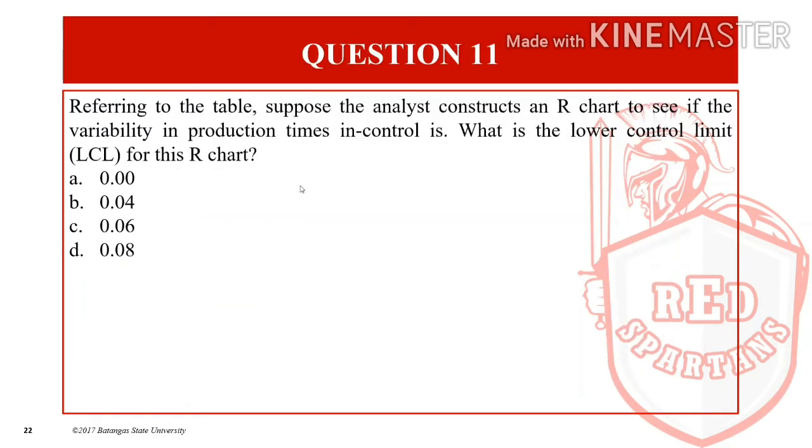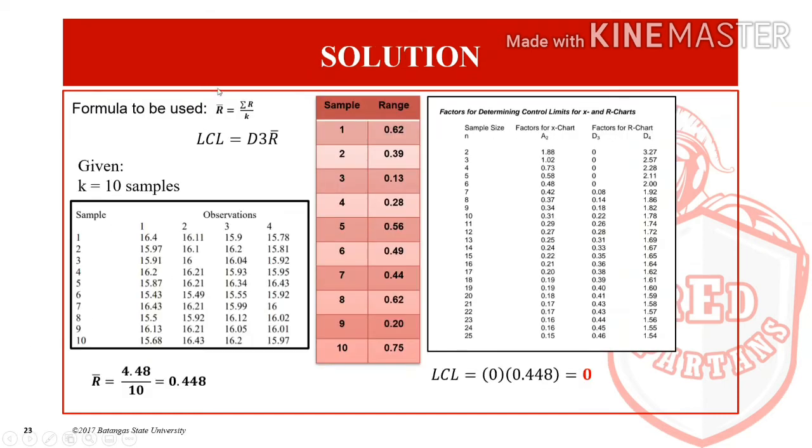So, for question number 11, referring to the table, suppose the analyst construct an R chart to see if the variability in production times is in control. Ano naman daw yung lower control limit for this R chart? So, ang formula natin ng lower control limit ay D3 times R-bar. So, alam na natin kanina yung R-bar. Meron tayong 0.448. So, para makuha yung D3, check natin. Etong nakalagay dito, baka malito kayo, ito ay para sa number of observation. Hindi siya sa mismong number of sample. So, dito sa ating problem, meron tayong 4 na observation.